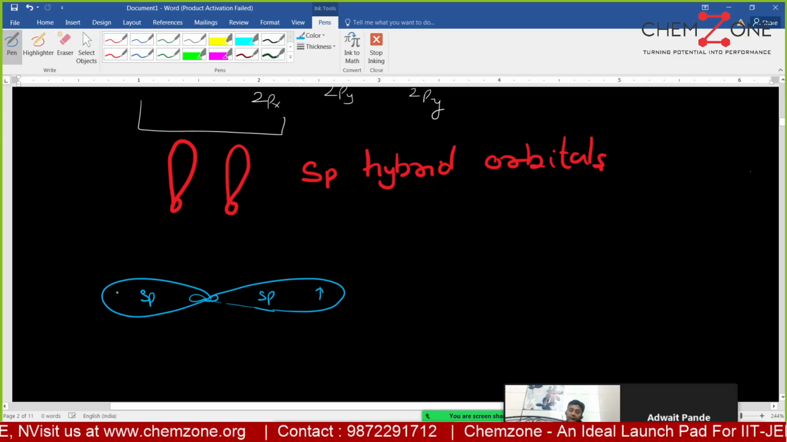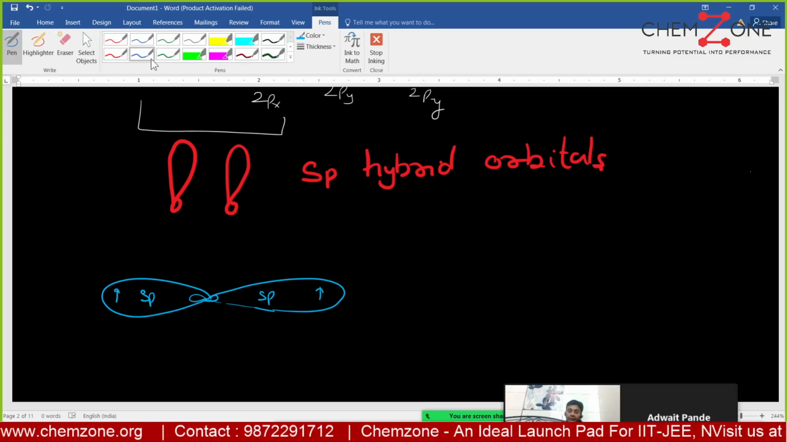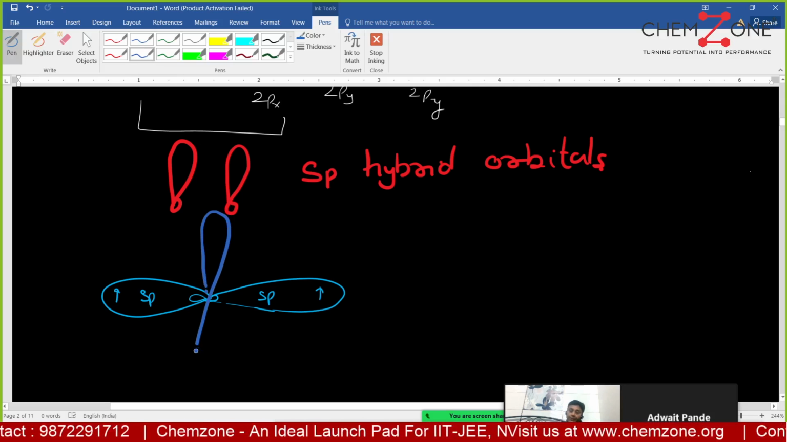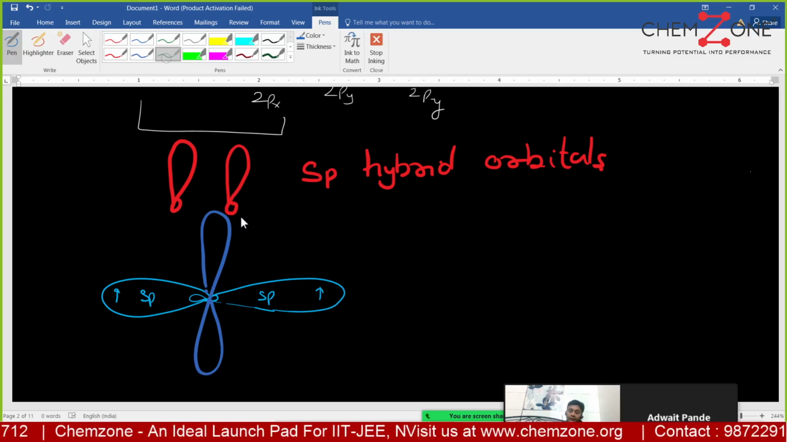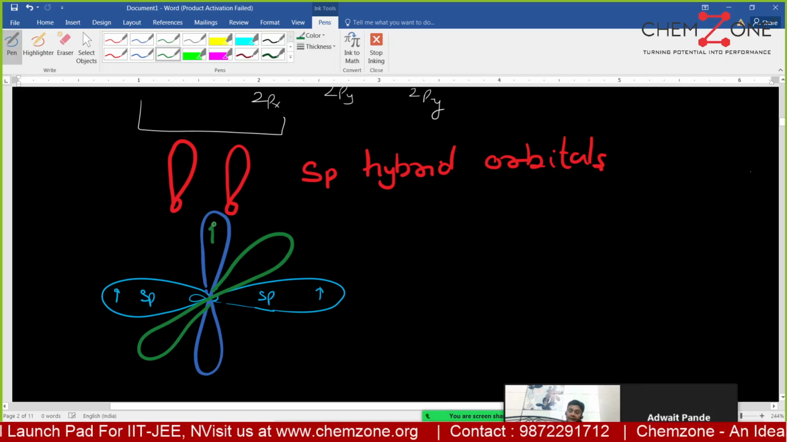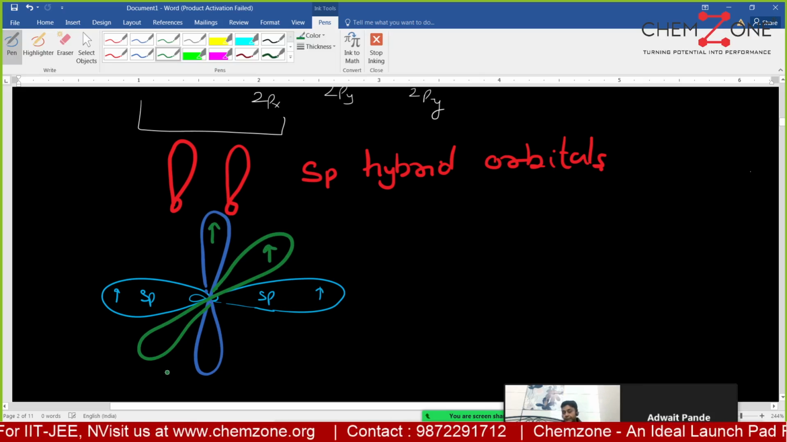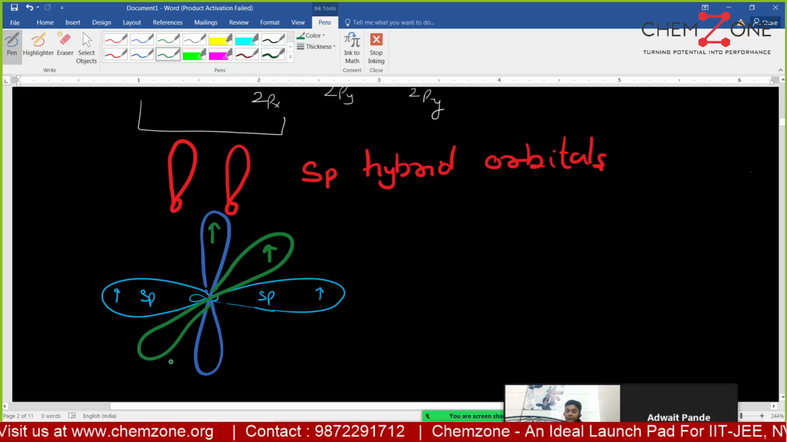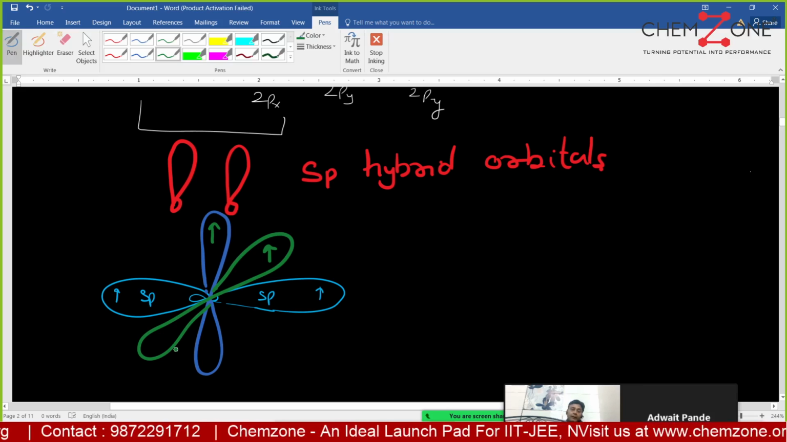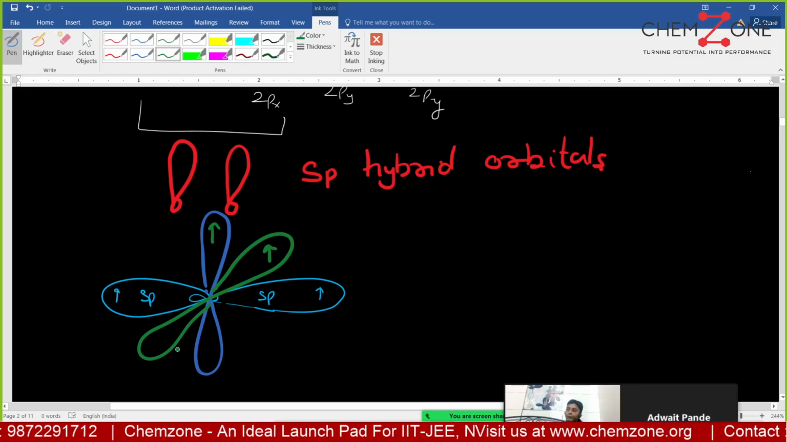One electron here and one electron here. And the other two unhybridized orbitals remain perpendicular to this and perpendicular to both of these. These are the unhybridized orbitals. Understood? Then I will explain about the ethyne molecule where it is making triple bond.